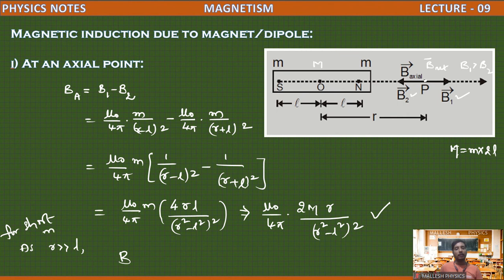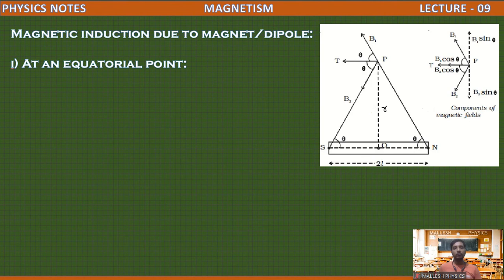For a short magnet, BA is equal to mu naught by 4 pi into 2M by R cube. This is the formula which we can use to calculate the magnetic field due to a bar magnet on the axial line. Okay, next, magnetic induction due to a magnet or dipole at an equatorial point.